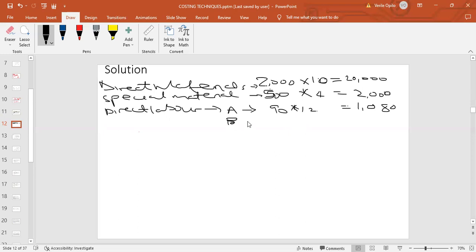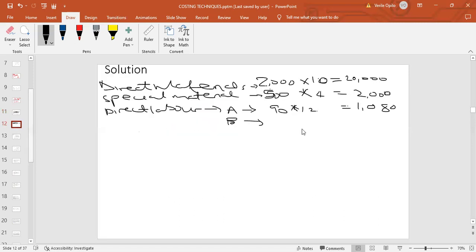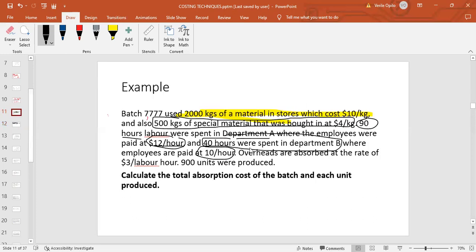Then we go to direct labor for production center B. Under production center B, we have 40 hours spent in Department B, where the employees are paid at the rate of $10 per hour. So now we say 40 multiplied by 10, that should give us a total of $400. That is the total cost for Department B in terms of labor cost. Then now we have the overheads.